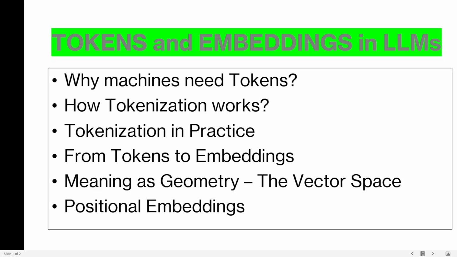Why do machines need tokens? Let's understand this. Why do we even need tokens? Why can't a model just read text the way we do? Computers and neural networks operate on numbers. Every input to a neural network must ultimately be numerical. Text, letters, words, punctuation, is not inherently numerical. So we need a systematic way to convert text into numbers.